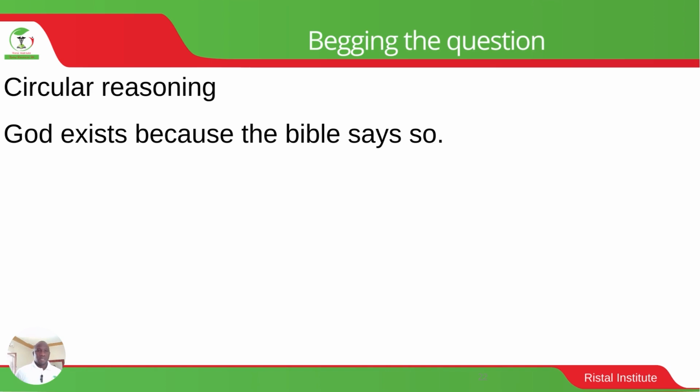Circular reasoning, you can also call it begging the question. This is similar to what we talked about earlier, that someone will say that God exists because the Bible says so. That is not necessarily the evidence that you want for why you're saying God exists. So that is what we call circular reasoning.